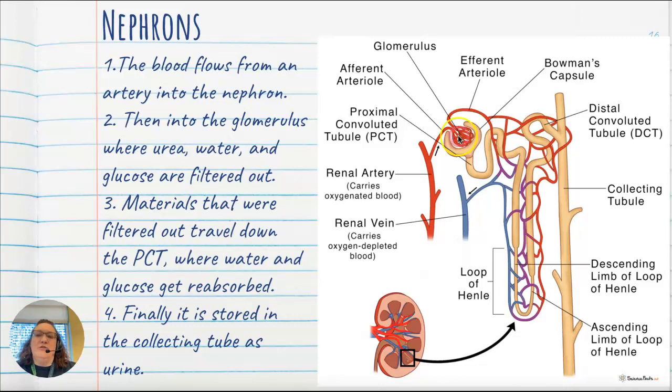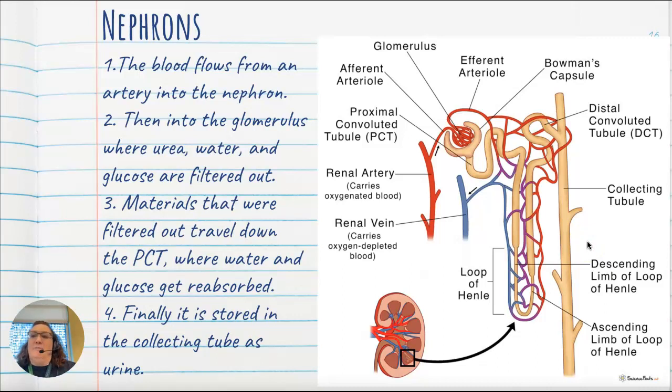Materials that are filtered out travel down the PCT, the proximal convoluted tubule, which is this rounded sort of bendy tubule here that comes down through this loop where the different molecules get either absorbed back into the bloodstream or they get moved over here to the collecting tubule where they stay waiting to be eliminated from the body.